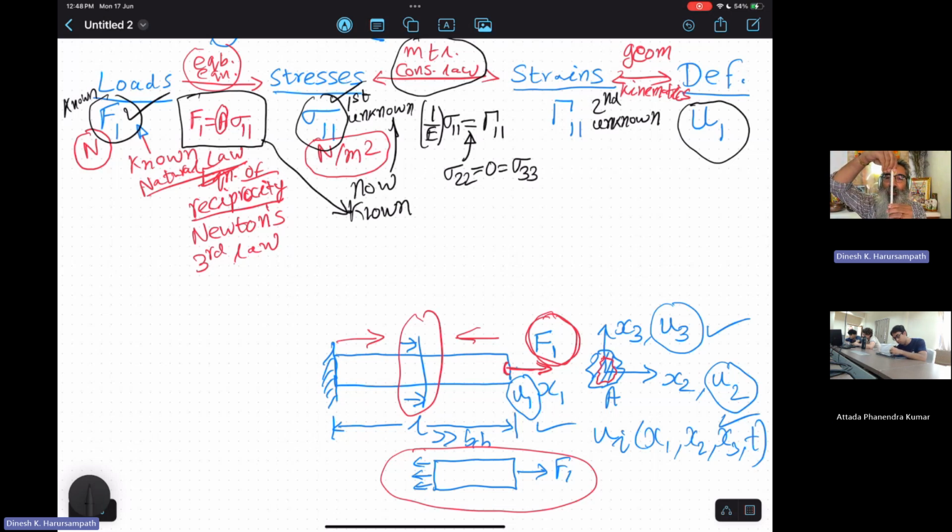because I just have to put this specimen in a UTM. I pull it apart. I measure these forces using the load cell. I have a strain gauge which measures my gamma 11. I can easily correlate those two and therefore validate this particular model.